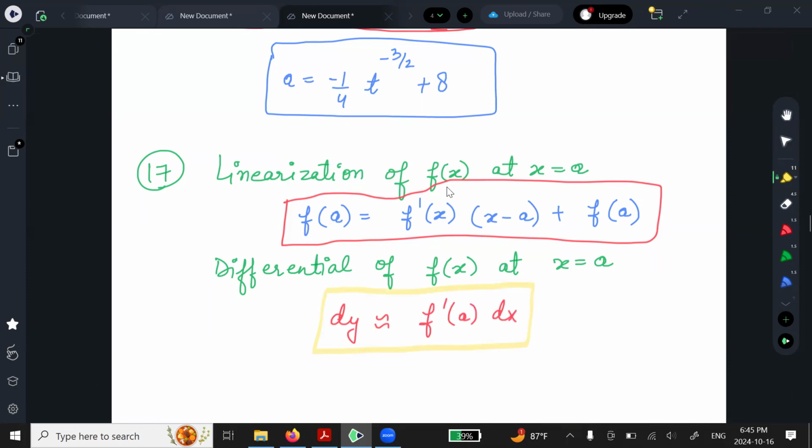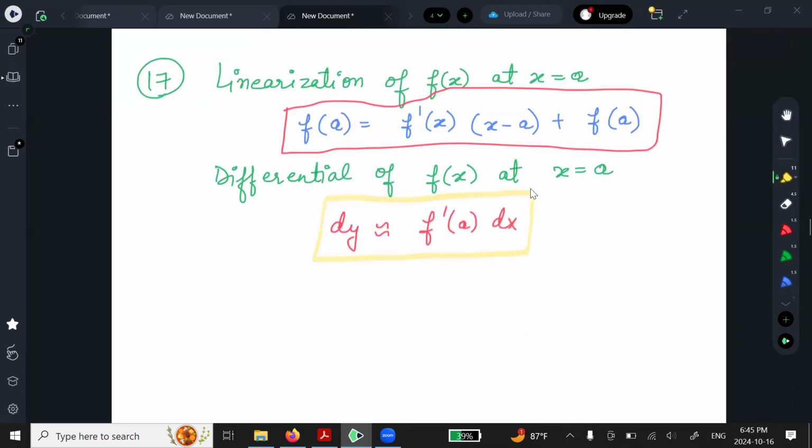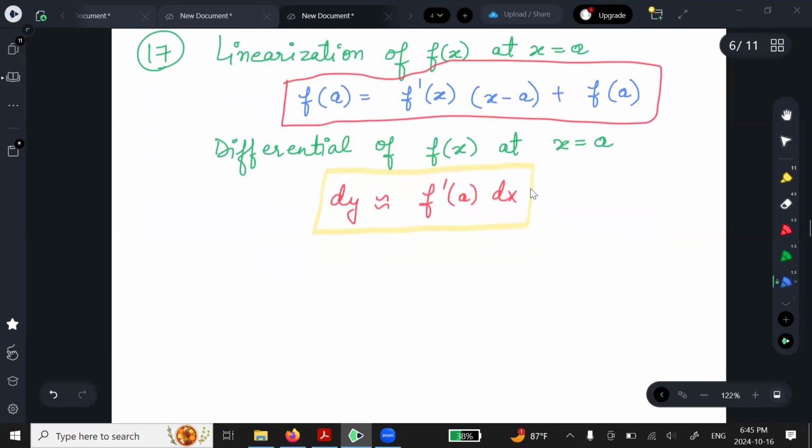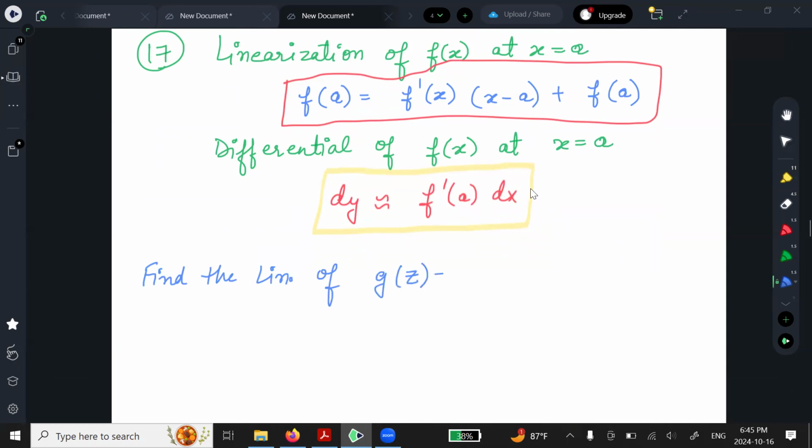Okay, if you remember these two formulas, then question number 17 is just a no-brainer. I don't want to solve number 17 because that's the exact one, and you can match your answers. I want to solve a different problem, and give you more problems to solve. Find the linearization of this function, the fourth root of z at z equals 2.